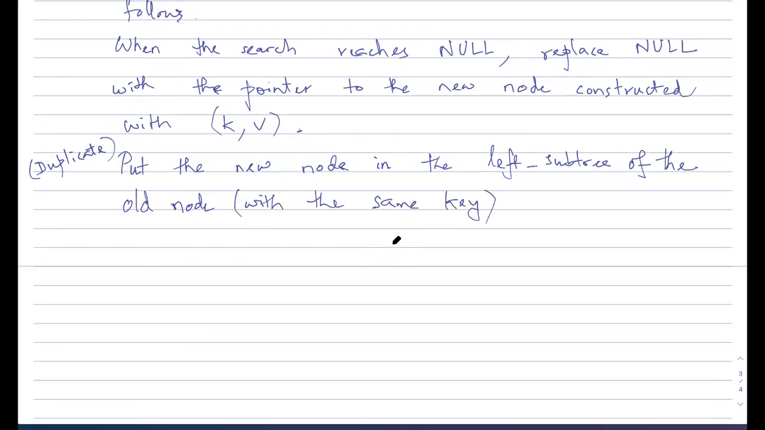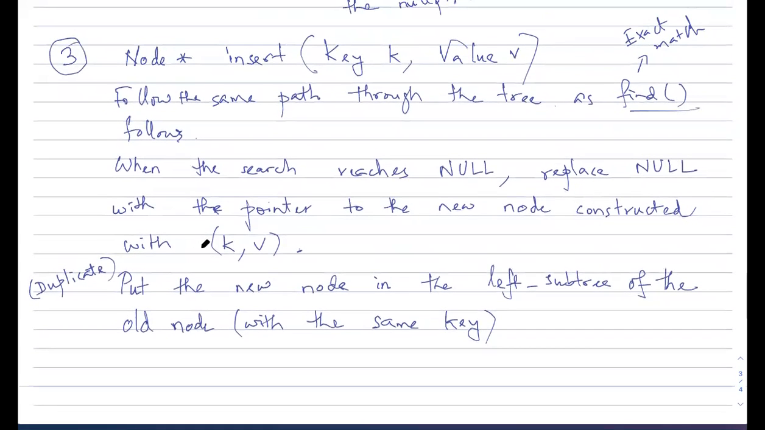Is that clear how the insertion is happening? Any question on the insertion before we move on to remove? Yeah, I have a question. The insertion will always work out such that the new node will never have any child nodes.